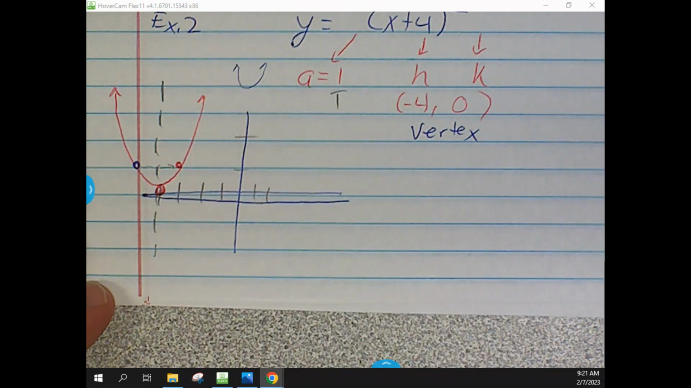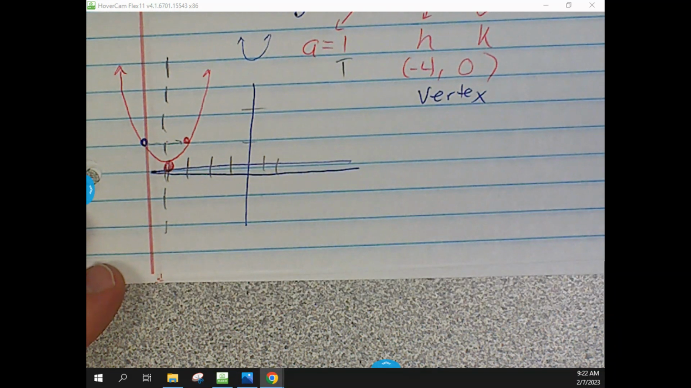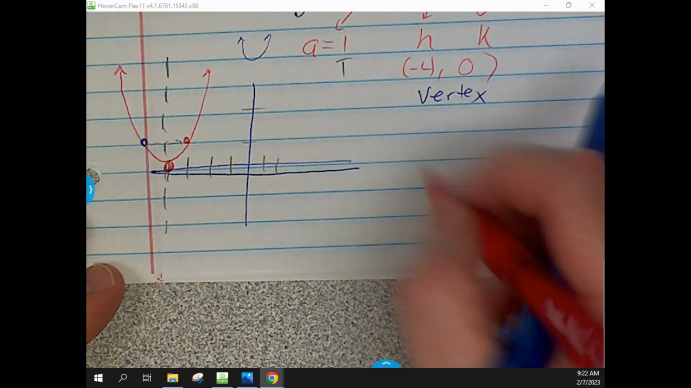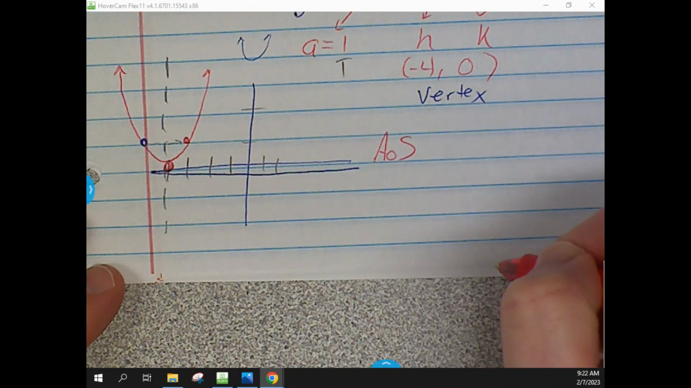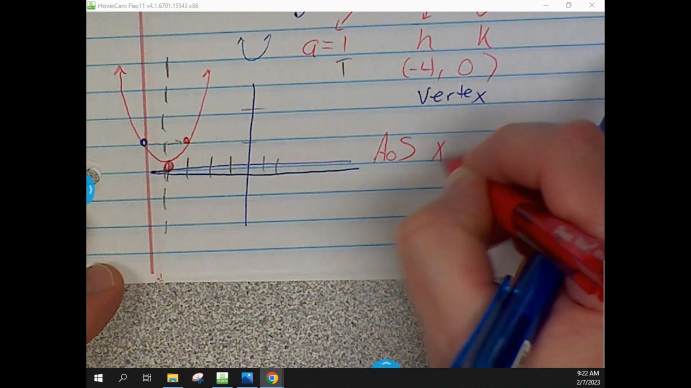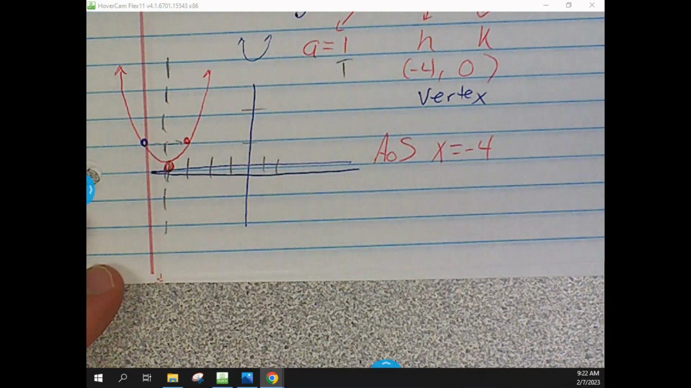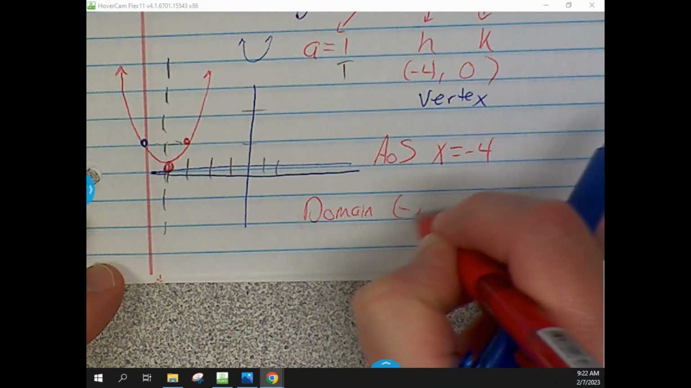We'd have a graph that looks something like that. All right, so the axis of symmetry is just the x number from your vertex. So that's x equals -4. Domain and range. Again, domain is easy because it's always -infinity to infinity.